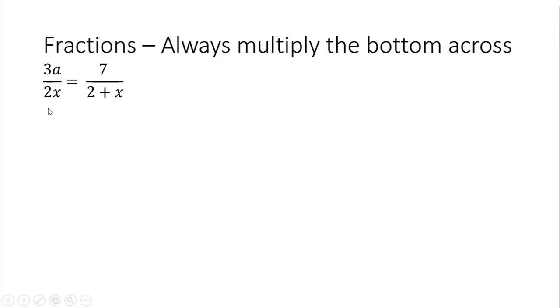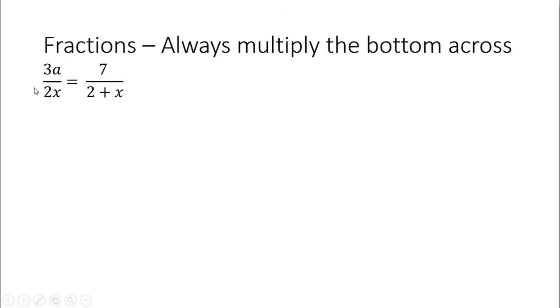Next one, I've got another fraction, but this time I've got a fraction where I've got x on the bottom of this one and x on the bottom of that one. It's not just a matter of sending the denominator across and then I have my x on its own, but I will always still start the same way. Regardless of what's on the bottom, always multiply the bottom across.